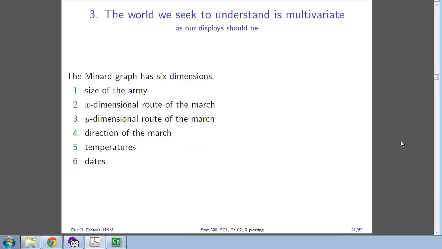All right. Number 3, the world we seek to understand is multivariate, and our displays should be also. Recall that Napoleon's March on Washington plot. It had 6 different dimensions. It had the size of the army as the width of the lines. We had the X and Y dimension as latitude and longitude. We have the direction of the march because over time there are dates on that path. There's the temperature data at the bottom, and dates, that's time. So we've got at least 6 dimensions on that plot.